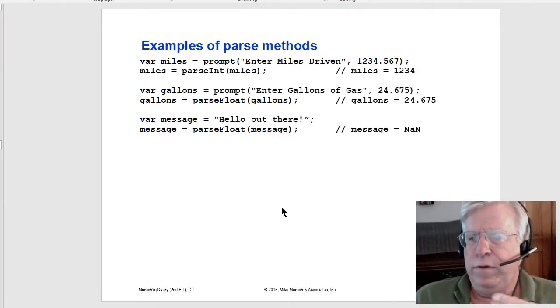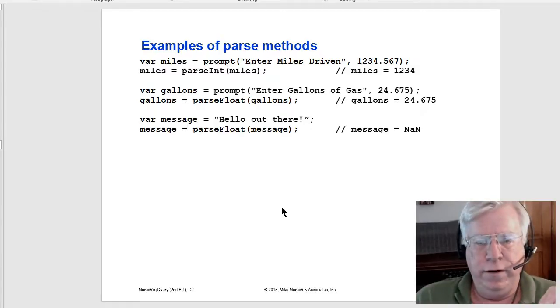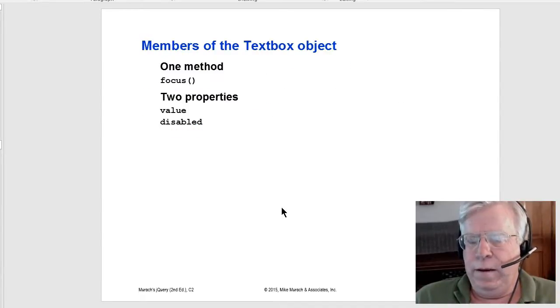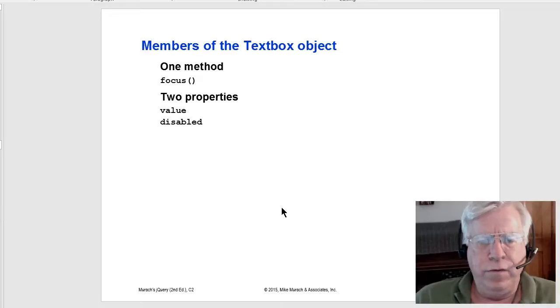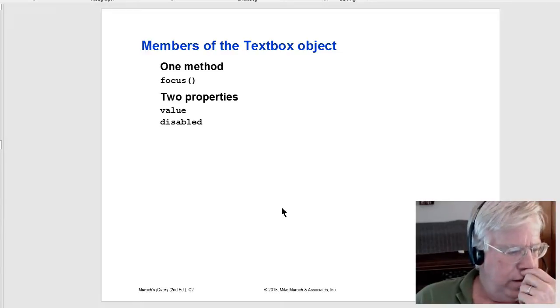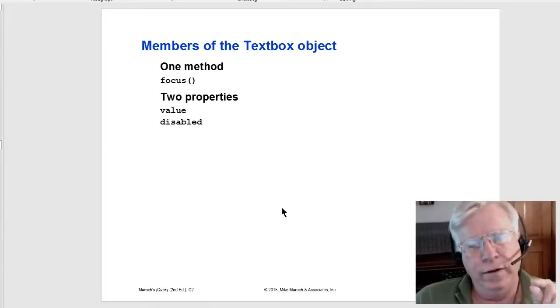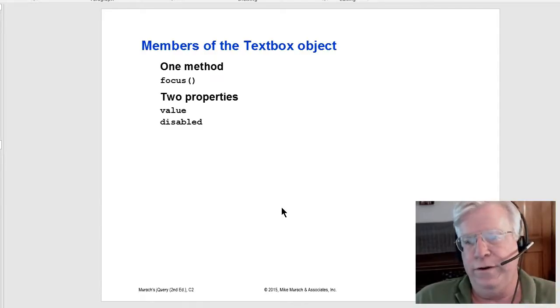Okay, we've just finished talking about parsing and changing data from text to numeric so we could do math to them. And the focus command that is in that code, that's where the cursor will go when you're done.